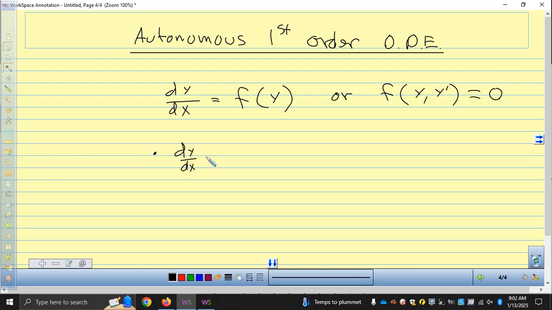So dy dx equals y plus y squared is autonomous. Because this is just a function of y. Dy dx is equal to x cosine y is not autonomous. Because this is a function of x and y. So autonomous means where our derivative is just a function of the one variable.